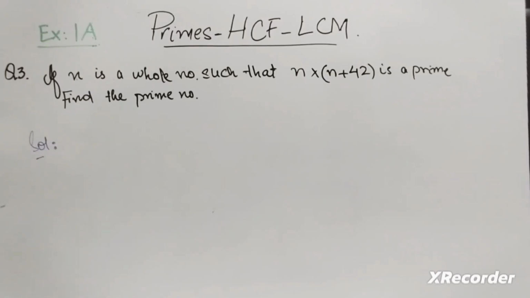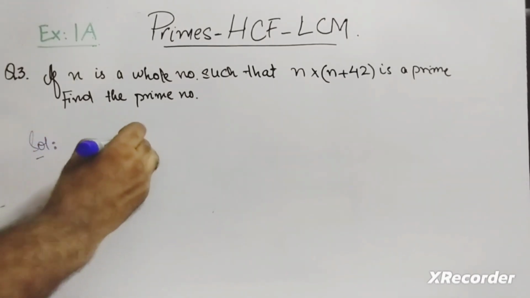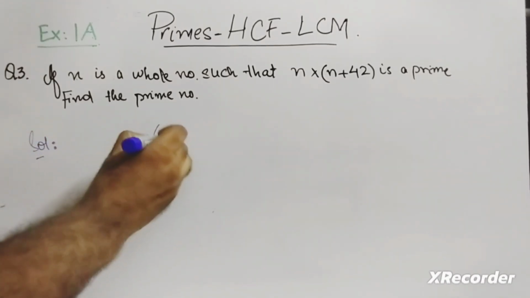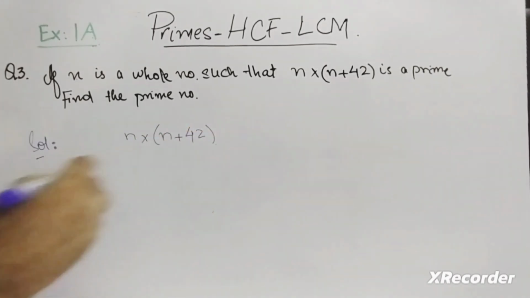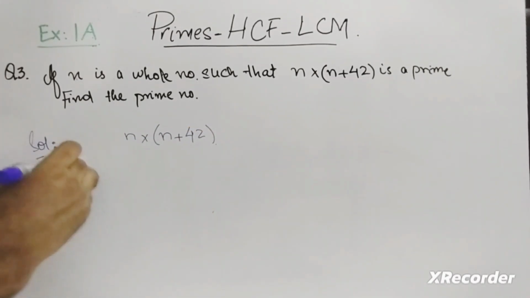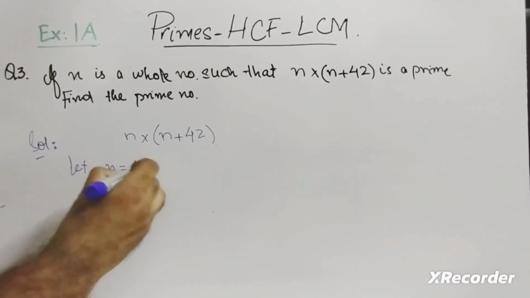If n is a whole number such that n multiplied with n plus 42 is a prime number, find the prime number. So the given expression is n multiplied with n plus 42. It should be a prime number. So let's start with number 1. Let n be equal to 1.